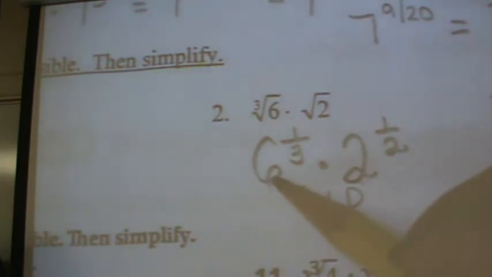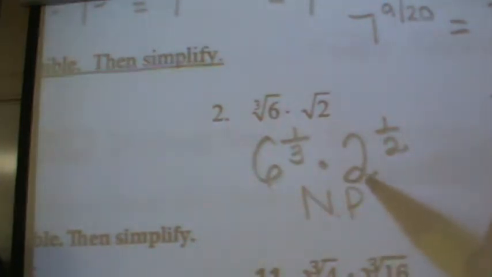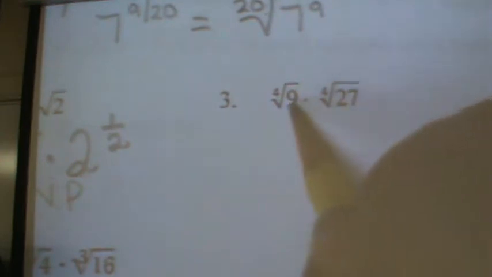Now, if this were a 2, or if this were a 6, then I could do this problem. Is everyone okay with this? All right, now I want you to look at this problem right here. These bases are not the same, but I can do this problem. Why can I do this problem? Because the indexes are the same.